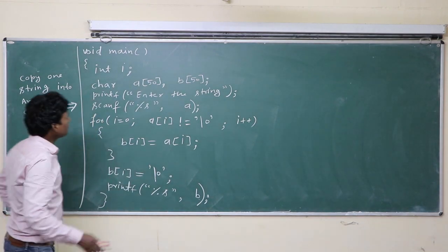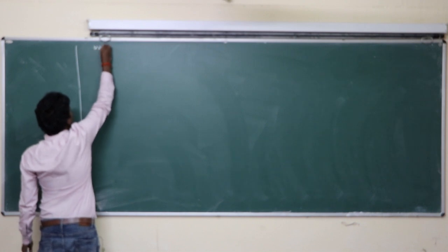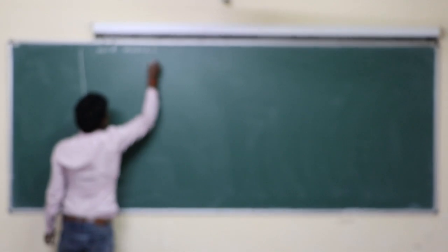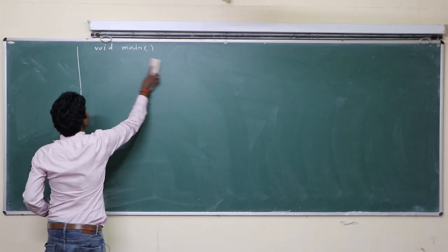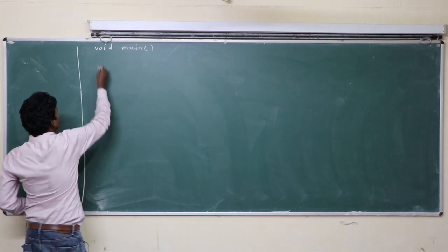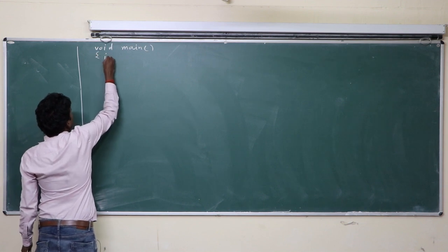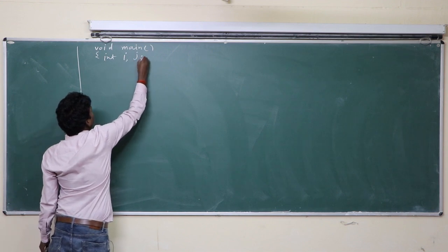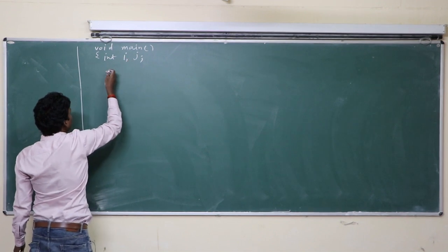Okay. Now another problem is concatenation of two strings. So we are going to write a program for concatenation of two strings. int i, comma j. There are two integer variables for loop 1 and loop 2.